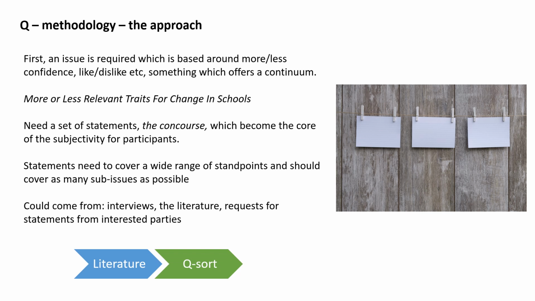The way that we did it for this project was that I used literature. So I went back to some of the literature about change in schools, and more broadly change in organisations, because the organisational change literature is far deeper and wider than it is for change in schools. And from engaging with that literature and 2 or 3 publications in particular, I came up with a range of statements that then made up the statements for the Q sort.